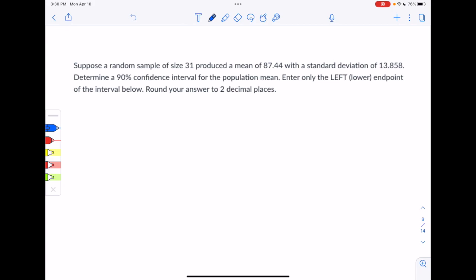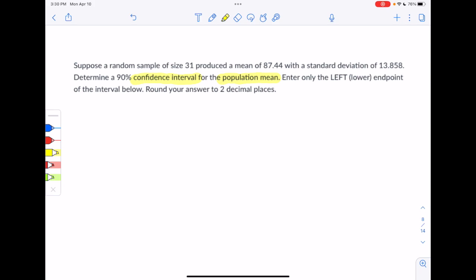So let's first firmly establish where we are, what the setting is. They want us to find a confidence interval. So we're looking for a confidence interval formula, and it's for a population mean. So we are in mean land. So, confidence interval for a population mean.